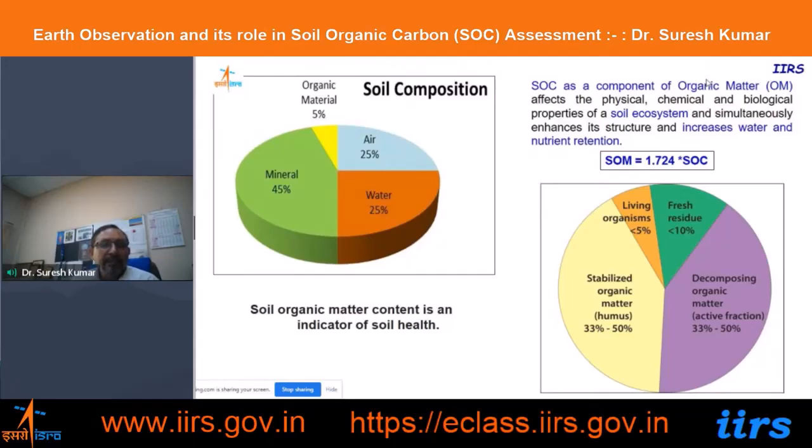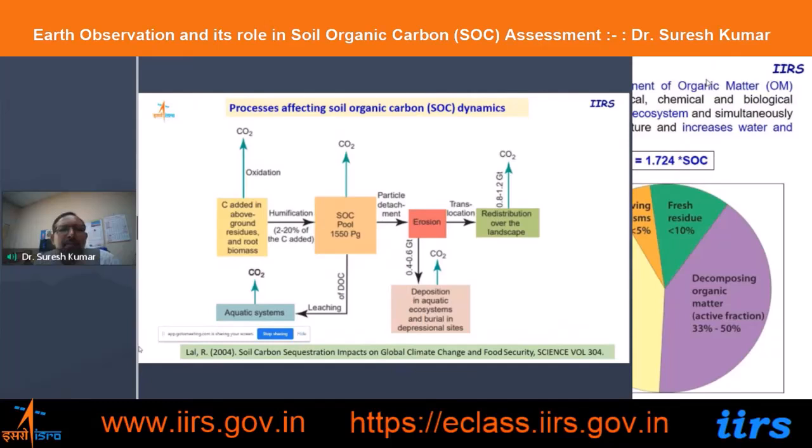And this soil carbon also gets leached down, because when rainfall occurs and water tables are high, the carbon leaches and goes to the groundwater table and aquatic system, and from there, under anaerobic conditions, it gets released as CO2. That is the process affecting soil organic carbon dynamics.